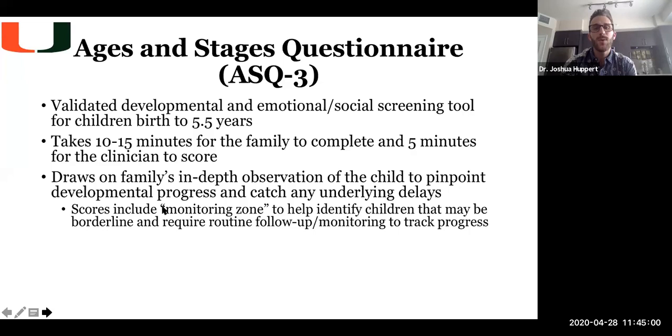So the other really cool thing is that it includes a monitoring zone. So if the score yields sort of a borderline, it allows us to say, you know what, everything looks pretty close to normal now, or roughly the lower end of normal now, but maybe let's reevaluate or reassess that child in about 6 to 12 months and see if they've exceeded that and they're well within that normal zone, or maybe they've started to fall behind, and then we can provide intervention accordingly or figure out what the next trajectory would be in their plan of care.